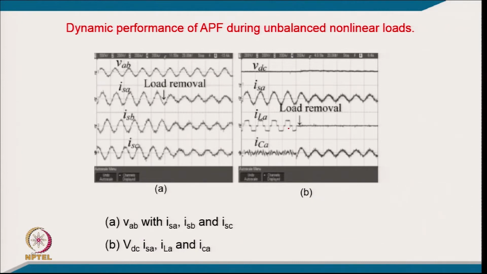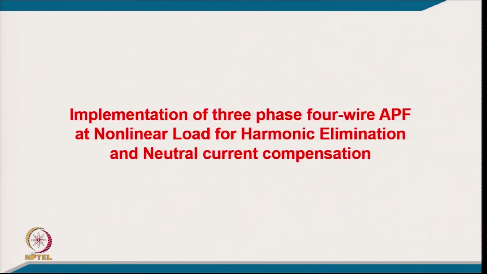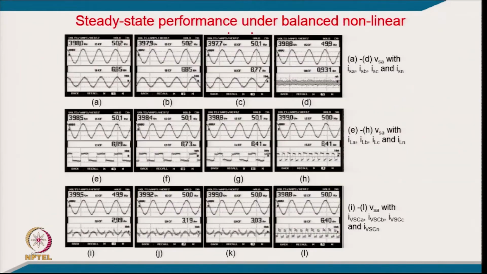If this is the A phase grid current, then here are the load current of A phase and the shunt active filter A phase current. Once the load is removed, these two currents become equal. The shunt filter current as well as the grid current become equal because there is no load in that particular phase, but because of load balancing you are just having this current in it. Coming again to the implementation of a 3-phase 4-wire system for neutral current compensation also.